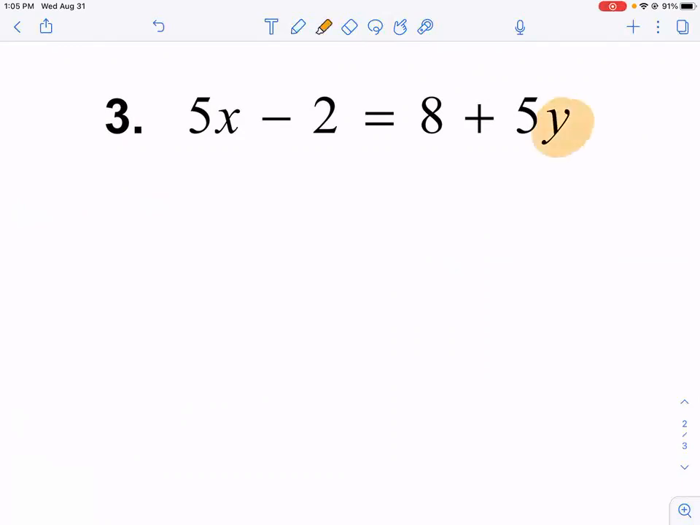We are going to solve for y. Now, here is something different about this problem. This time, y has a coefficient. It's fine. It's really fine.